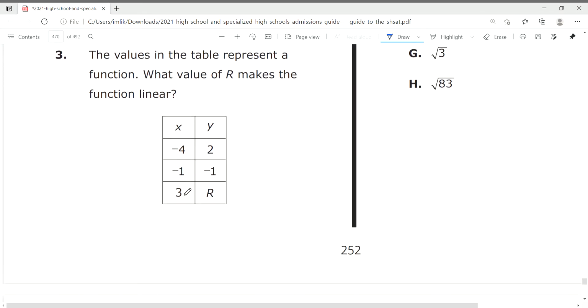The values in the table represent a function. What is the value of r that makes the function linear? So without r, we don't know if it's linear or not. We have to make it linear, so we have to use the linear equation, which is y equals mx plus b. B is our y-intercept, and m is our slope.